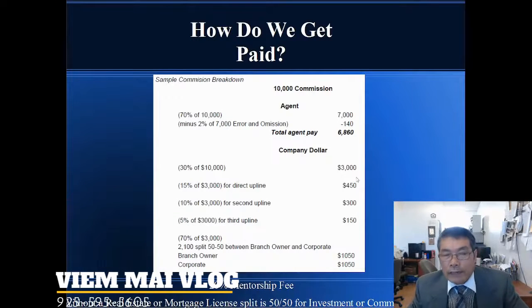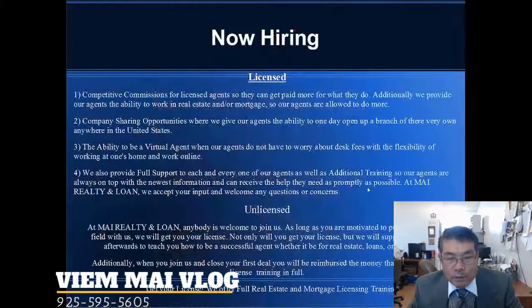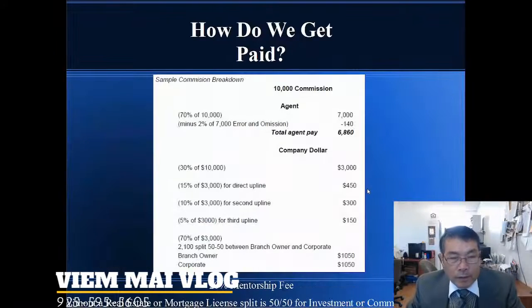And the net to the agent is $6,860. And then if we have a program like profit sharing, the company profit is like $10,000, 70% the agent gets, the net commission for the agent is $6,860. And 30% is left, that means $3,000 left from the commission the agent closed.